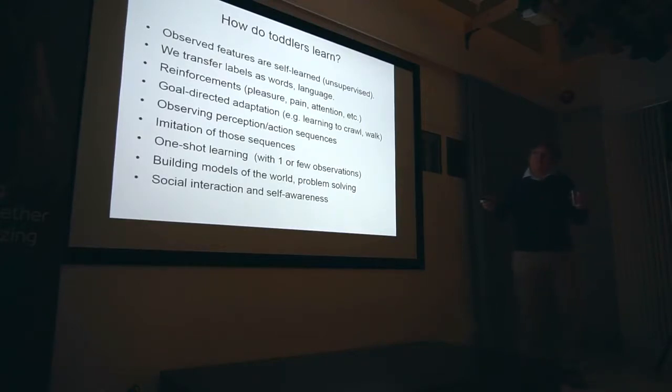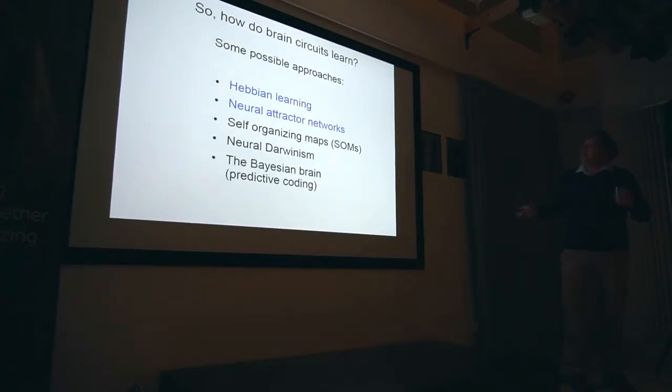They themselves experience pleasure and pain. We can give them attention and other emotional feedback. They learn to crawl themselves, they observe sequences and they imitate them. They can learn things just by observing it once or twice. They can build models and play with the world, and they can learn social interactions, and self-awareness is also something that teaches them. So how do the brain circuits do this?